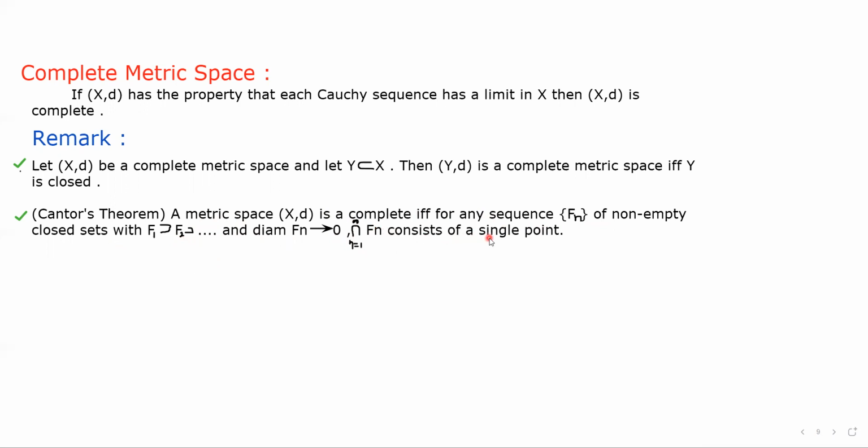Okay, what Cantor's theorem says is that a metric space (X, d) is complete if and only if for any sequence Fn of non-empty closed sets with F1 superset of F2 superset of F3 and so on, and the diameter of Fn converges to 0, the intersection of all the Fn, all non-empty closed sets, consists of a single point. Okay, this is the Cantor theorem.